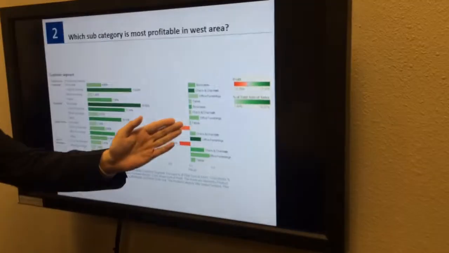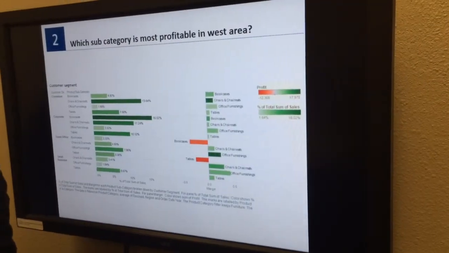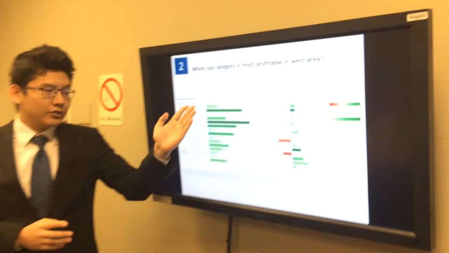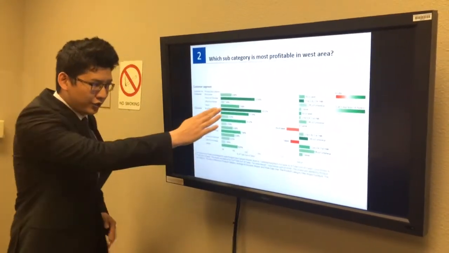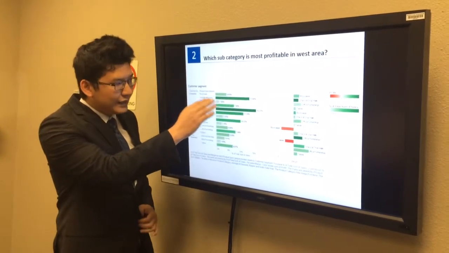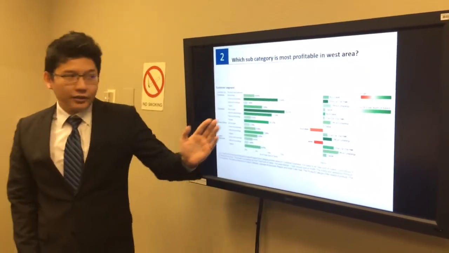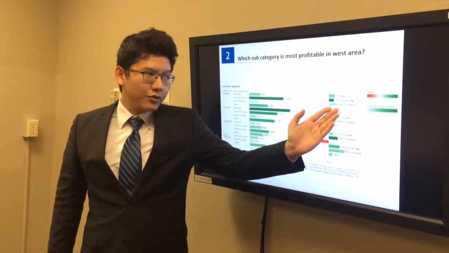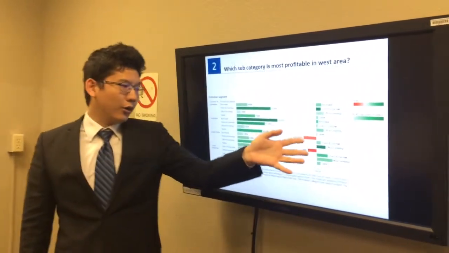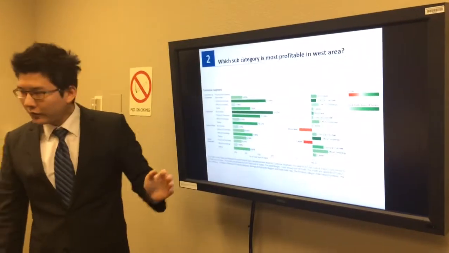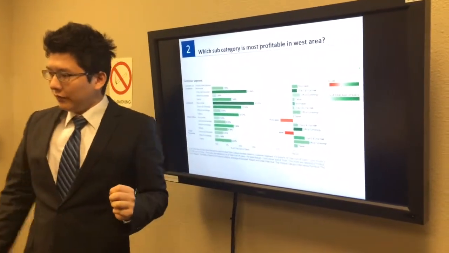The same thing happens if we consider the different subcategories of furniture. Look here. Office furnishing has very few sales, but its margin rate is super high, maybe the highest among the 4 categories. So, next slide.